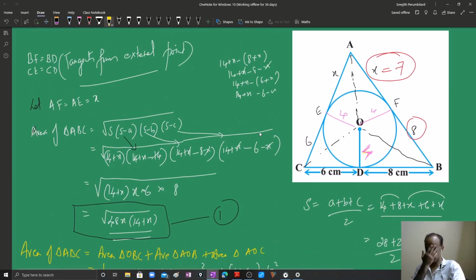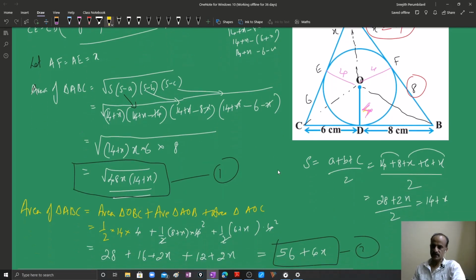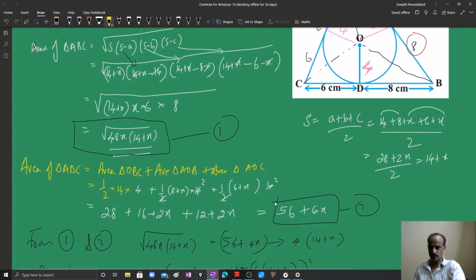Basically, we use the area of the triangle in two different ways. First one is Heron's formula. Second one is we use the area as the sum of two smaller triangles.